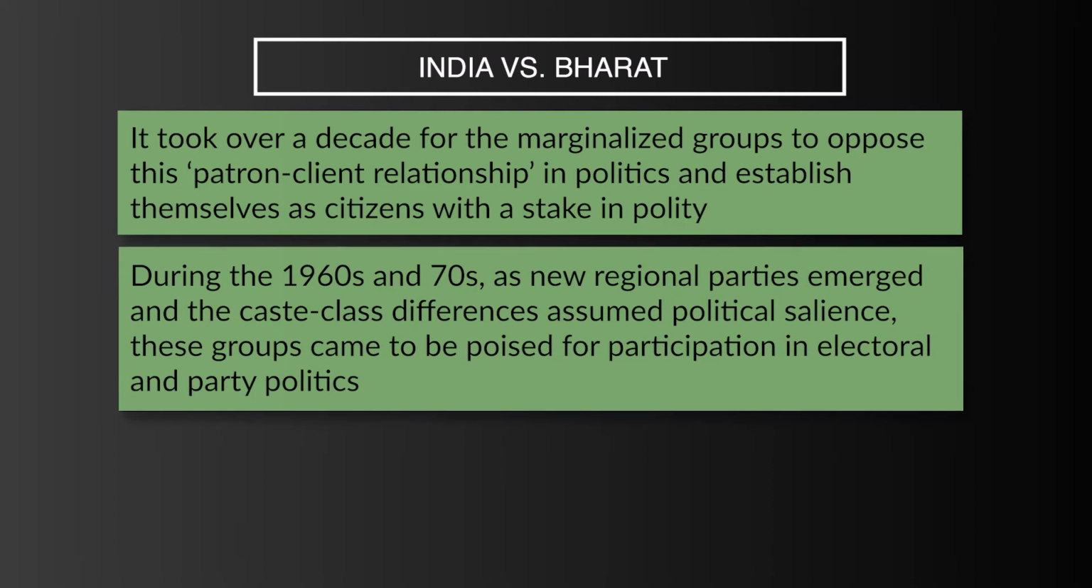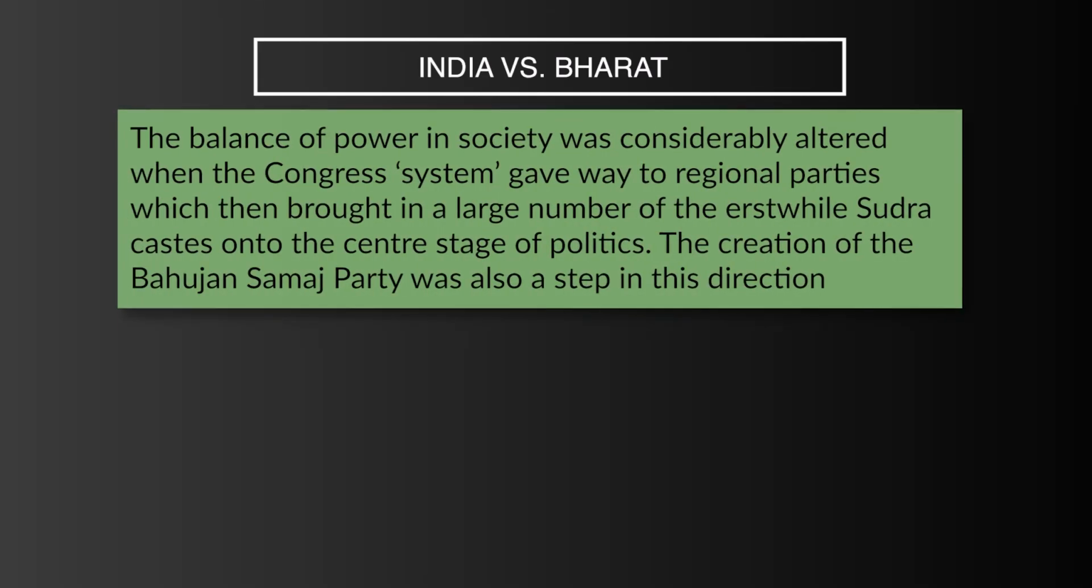During the 1960s and the 70s, when regional parties emerged and caste and class differences assumed a lot of political salience, these groups became important. People who patronized these groups, who joined these groups, became important, and they had an influence in shaping electoral and party politics. The balance of power was considerably altered when the Congress system could not accommodate the politics of the people, and it gave way to the ascendance of the regional parties, which then brought a number of people of Shudra castes onto the center stage of politics.